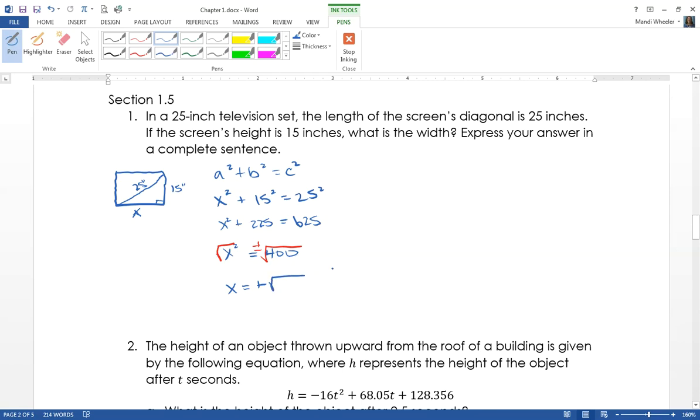400 is divisible by 100. Actually, 400 itself is a perfect square. Yes, 400 is the perfect square of 20. It does say to express your answer in a complete sentence, so our answer is: the width of the TV is 20 inches.